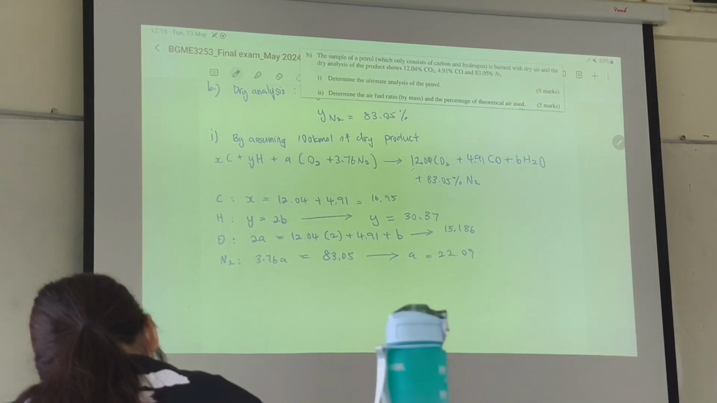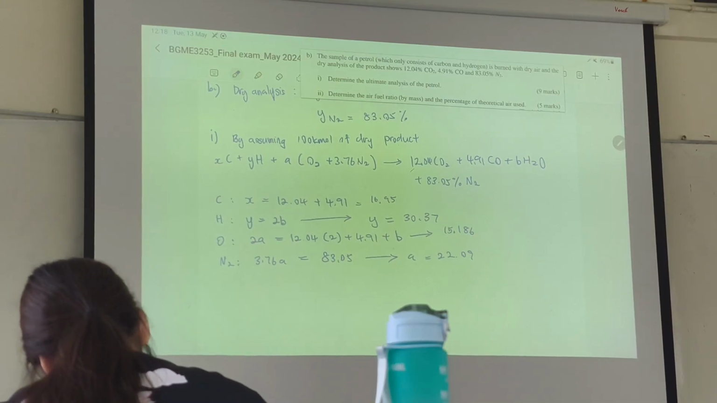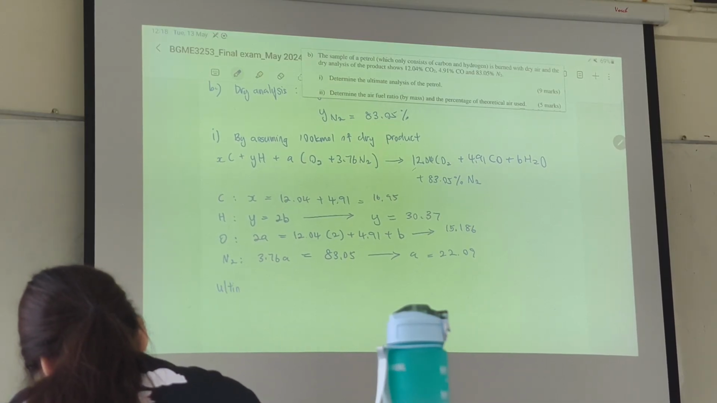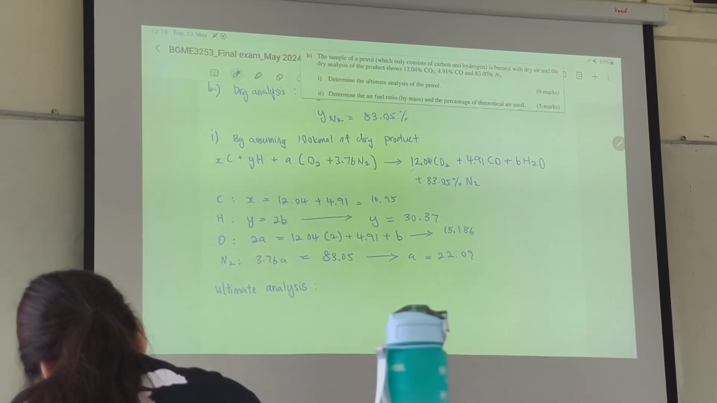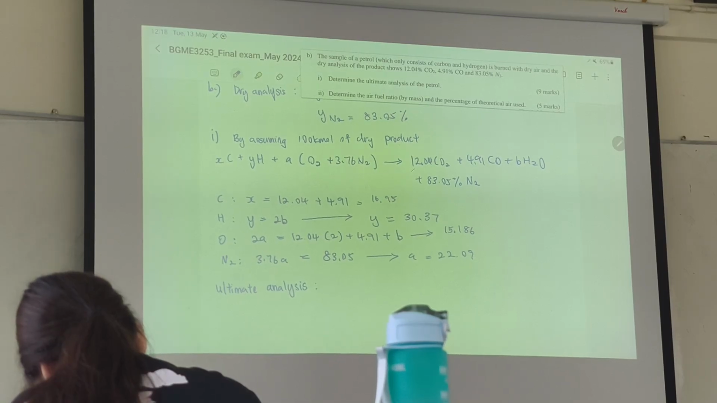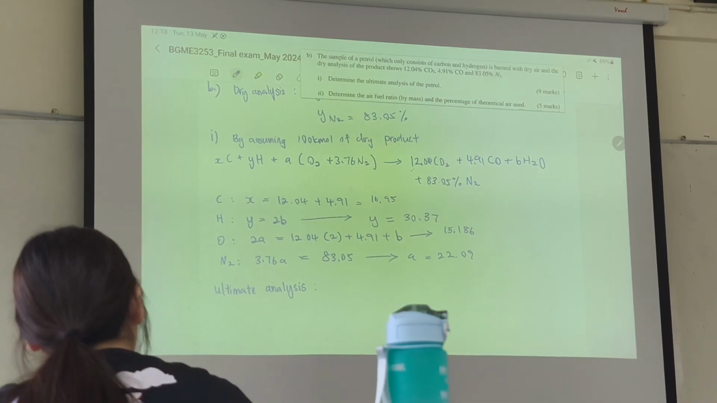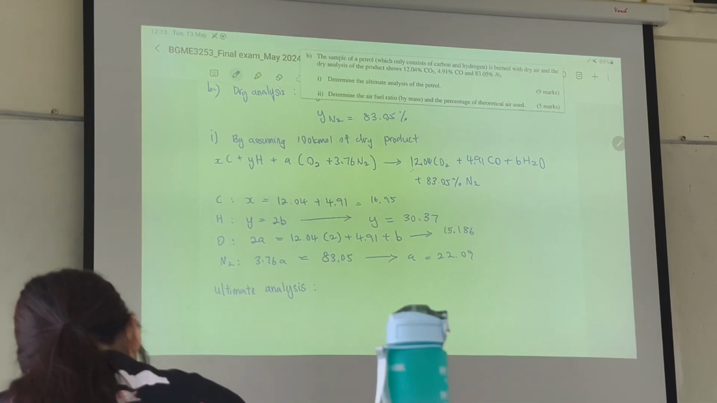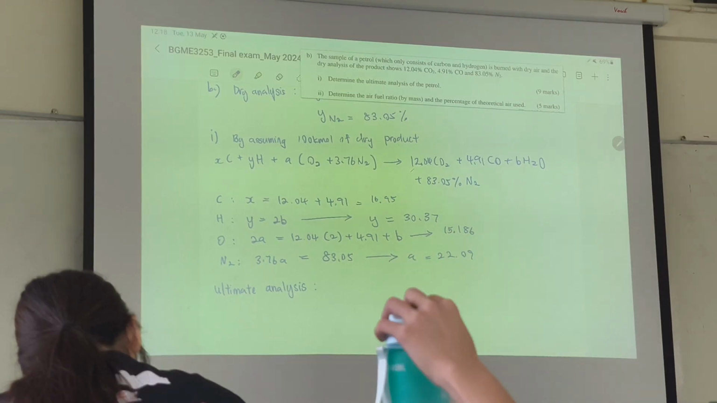But of course, we are actually not done yet. We know the composition of C to H now, but what the question is asking here is actually the ultimate analysis. So what is ultimate analysis? So ultimate analysis of the petrol. Mass what? You want the mass fraction. You want analysis of the petrol in terms of mass fraction.